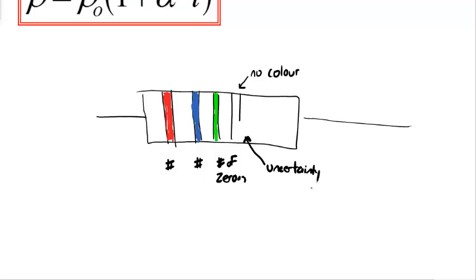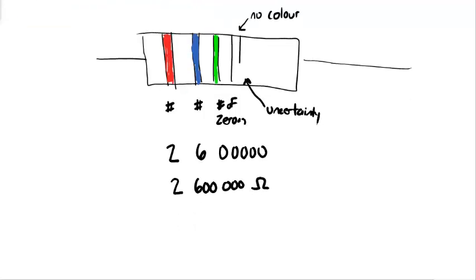To read a resistor like this, you have to look at your color code chart that you'll have in your notes, or you can look it up online. The first one is red, and red represents 2. The second color is blue, and blue represents 6. For the number of zeros, we look up green. Green is 5, so you write down 5 zeros: 1, 2, 3, 4, 5. And so our resistance is 2,600,000 ohms.